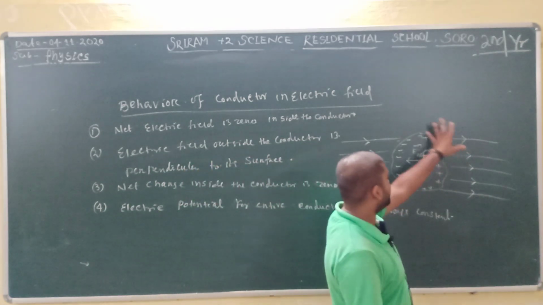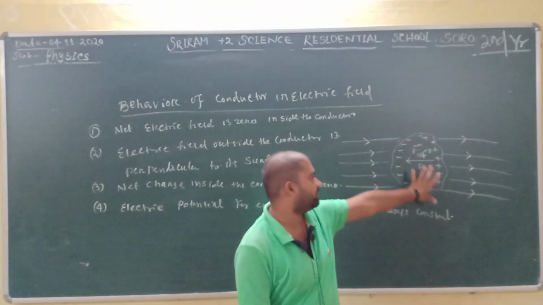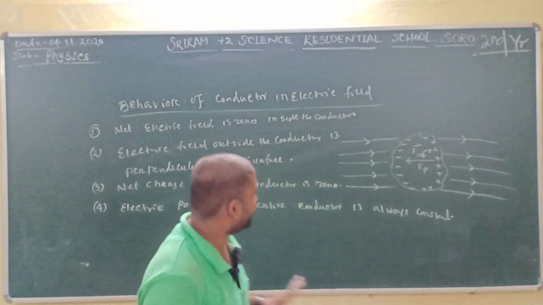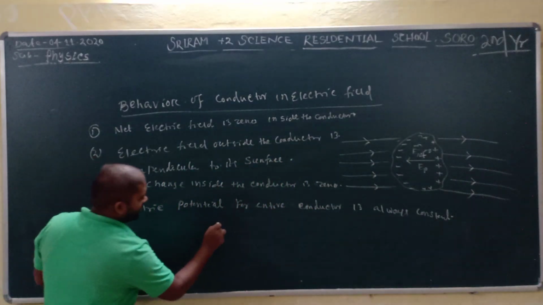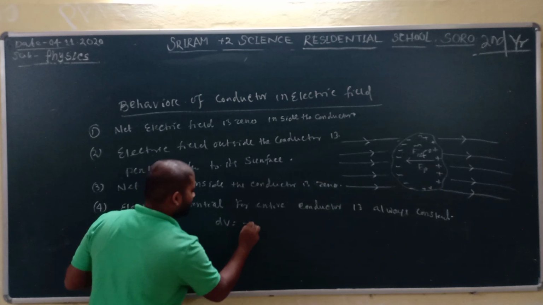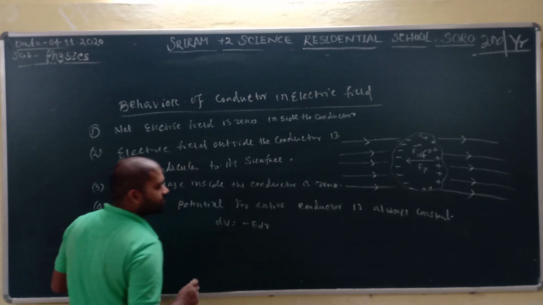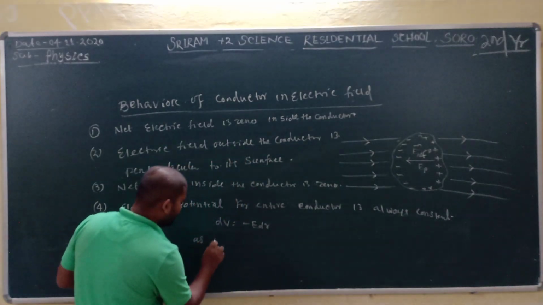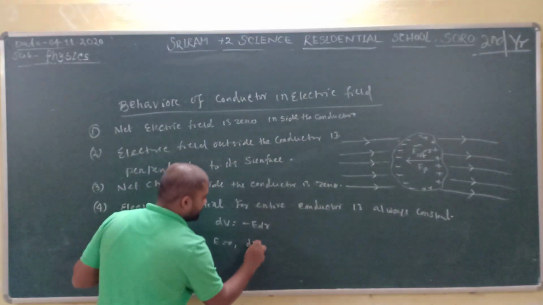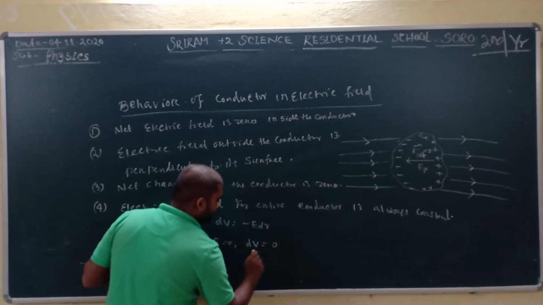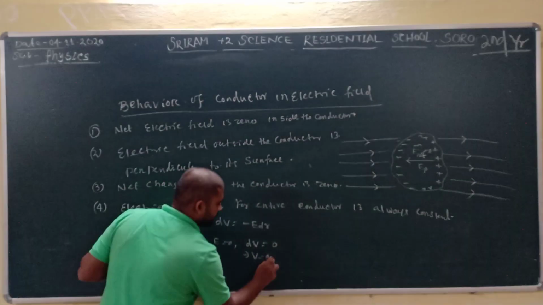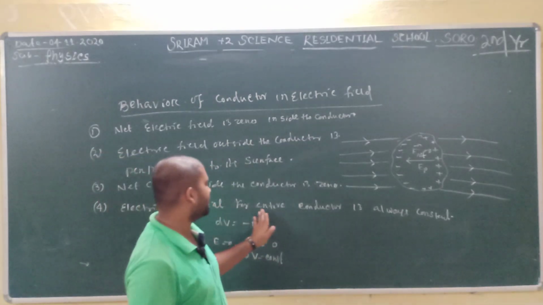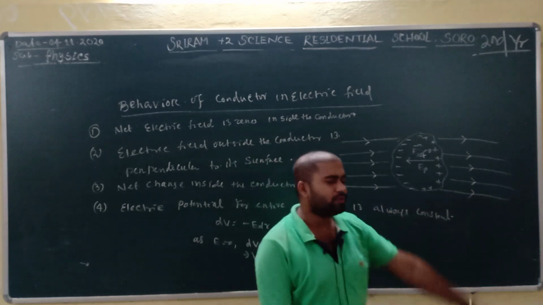Surface and inside points, the electric potential is always constant, because inside the conductor the electric field is 0. How can we prove this? You can take dV equals minus E dr, but E equals 0, so dV equals 0. If dV equals 0, what is V? V becomes constant. So the electric potential for the entire conductor is always constant.